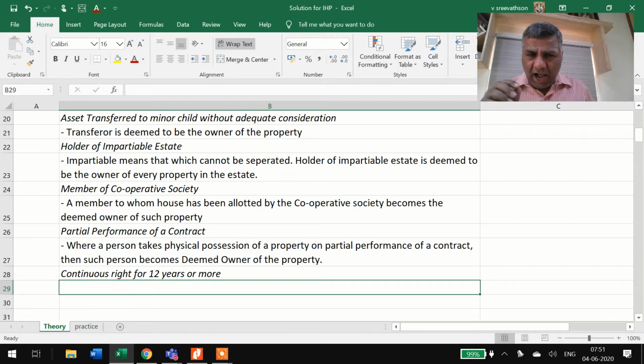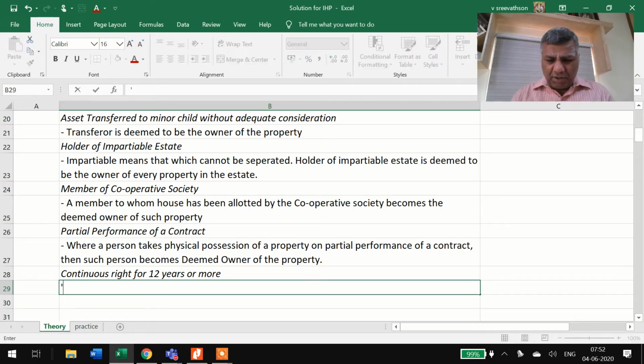If I enter into an agreement with Darshit for letting out my property on a lease of 49 years, 99 years, even 15 years, more than 12 years. Though physically I am the owner of the property, Darshit becomes the deemed owner of the property. If a person gets a property on a continuous right of 12 years or more, then such person becomes the deemed owner of the property.